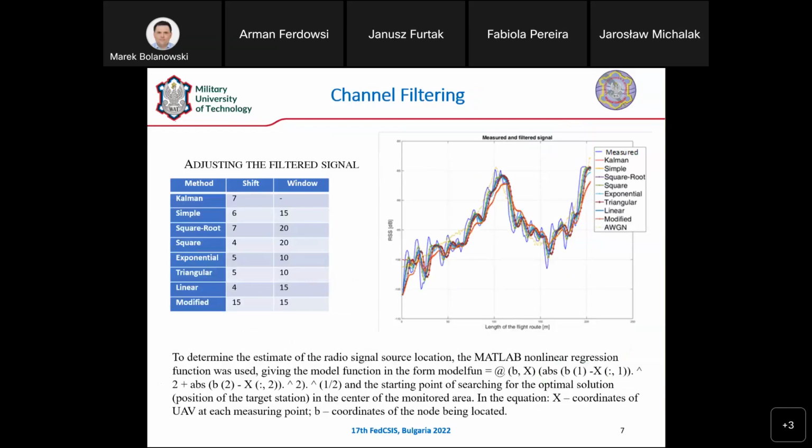Before the location of the signal using the multilateration method, it is good to filter the signal to smooth the fadings related with the Rayleigh channel. I compared a lot of filtering methods, starting with Kalman filtering and a couple of moving average methods, and they are compared here on this picture.